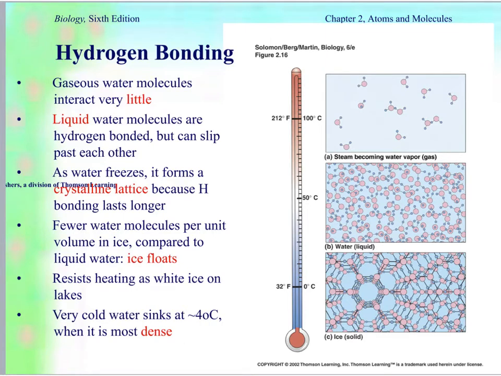As the water freezes on the bottom, you can see it forms this crystalline lattice, they call it. There's hydrogen bonding, and those hydrogen bonds are pretty intact, and they're going to last longer because of the property of it being solid. It says fewer water molecules per unit volume in ice compared to liquid water. And so because of that, ice is going to float. It resists heating, as with the white ice on lakes. Very cold water sinks at around 4 degrees, when it's most dense.